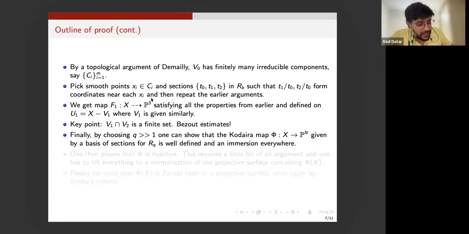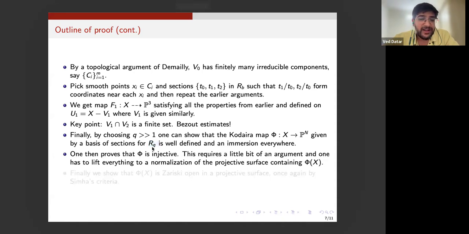Okay. So then by finally choosing Q large enough, one can show that if you take the Kodaira map given by a basis of sections for R_Q, remember part of our finite generation theorem was that the R_Q's are finite dimensional. So you take, for Q large enough, a basis of sections for R_Q and look at the Kodaira map. It turns out this is well defined and an immersion everywhere. And then one proves that phi is injective.